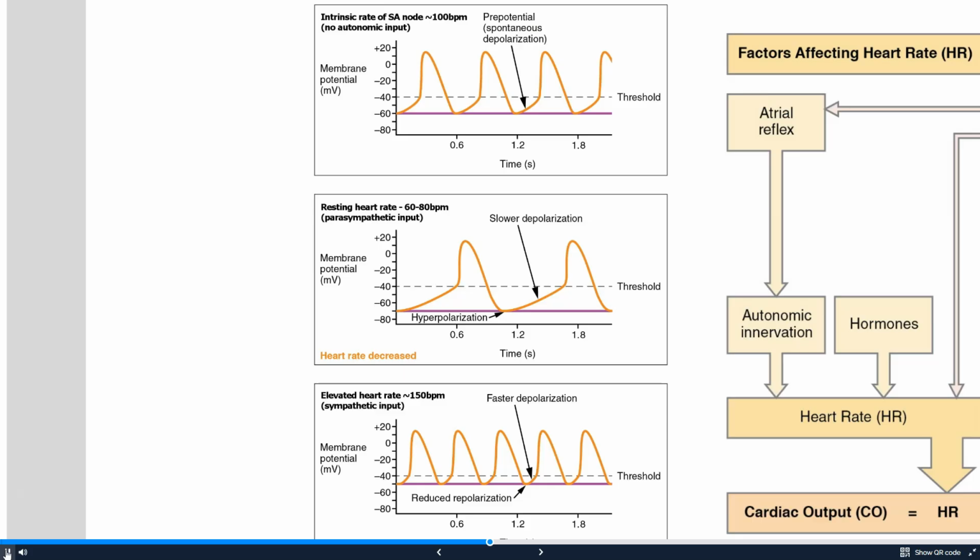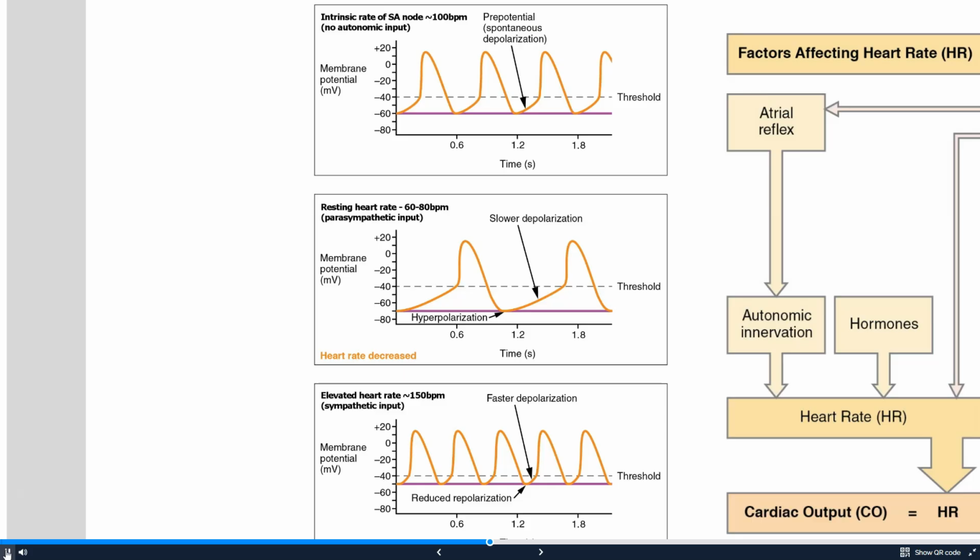Now, when we looked at this for the SA node before, the time between two spikes, two action potentials, was about 0.8 of a second, which would be 75 action potentials per minute. Here I've changed the time frame to be more accurate, representing it as about 0.6 of a second delay between action potentials, which would be about 100 beats per minute, which is what the intrinsic rate of the SA node would be, firing on its own without any autonomic input.